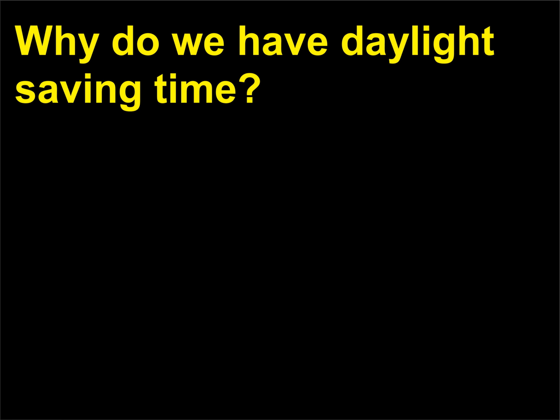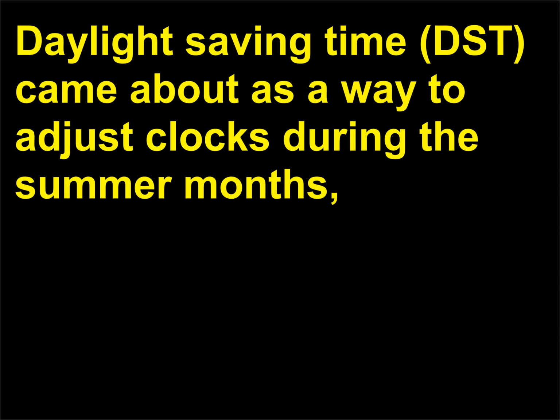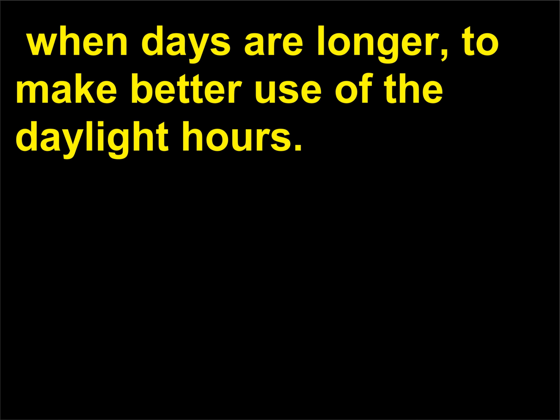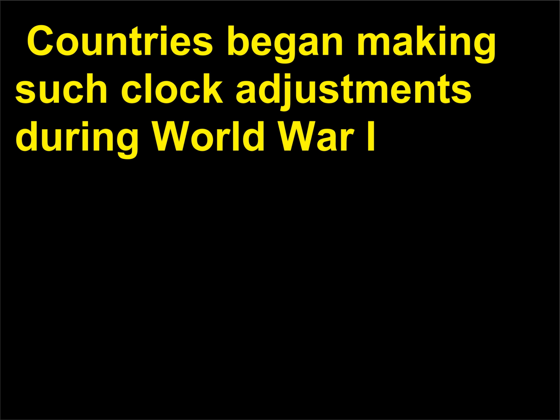Why do we have daylight saving time? Daylight saving time, DST, came about as a way to adjust clocks during the summer months, when days are longer, to make better use of the daylight hours. Countries began making such clock adjustments during World War I, 1914 to 1918, to save on the fuel needed for artificial light.